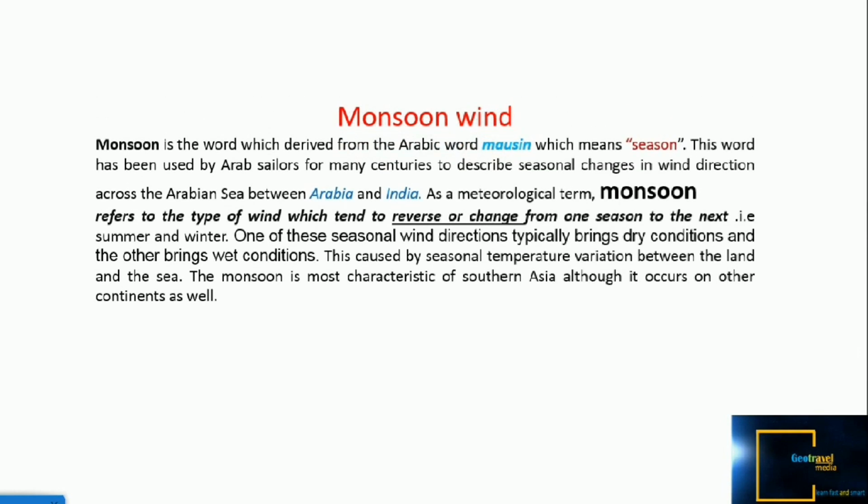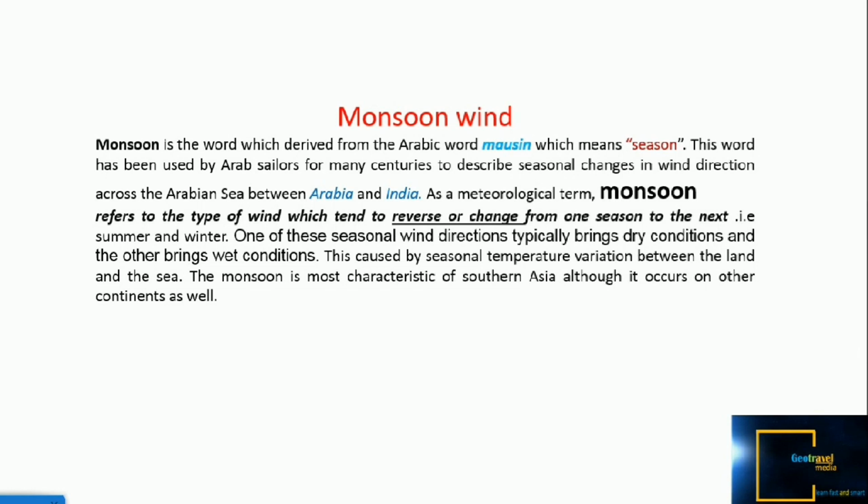By definition, monsoon is a word derived from the Arabic word mausim, which means season. This word has been used by Arab sailors for many centuries to describe seasonal change in wind directions across the Arabian Sea between Arabia and India. As a meteorological term, monsoon refers to the type of wind which tends to reverse or change from one season to the next, that is, summer and winter.